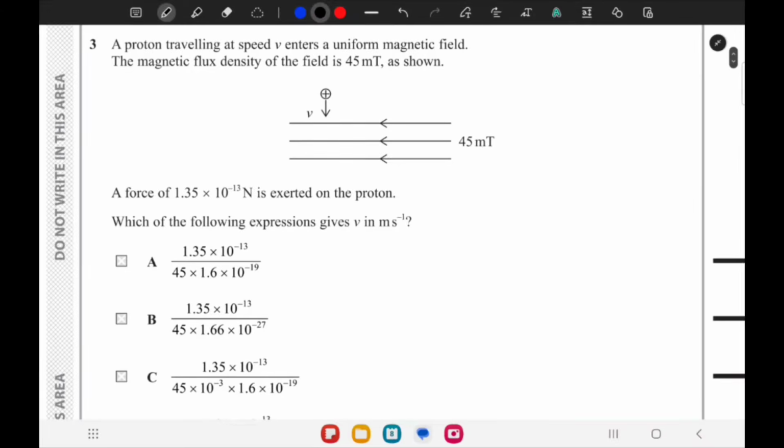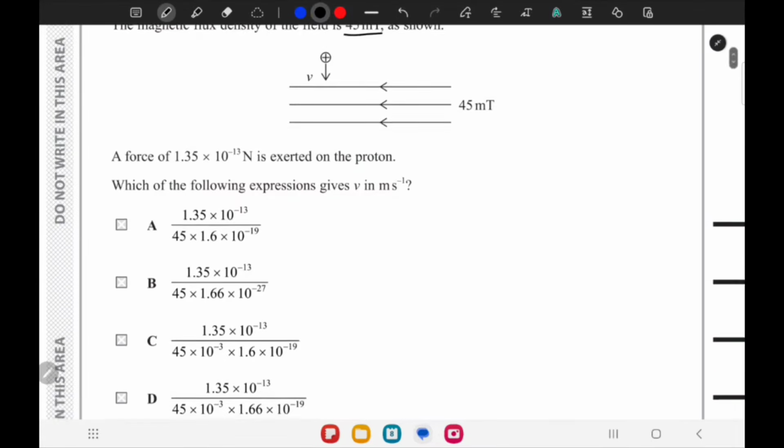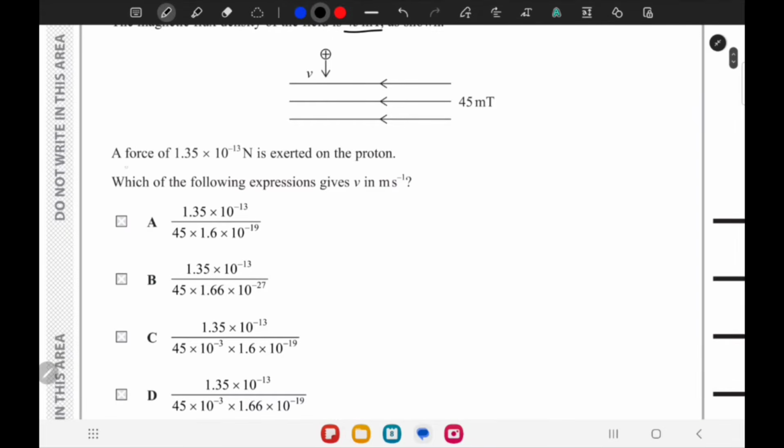Now for question 3, we are given that a proton is traveling at speed v and enters a uniform magnetic field, and the flux density is given as 45 millitesla. We are given that a force of 1.35 × 10^-13 newton is exerted on the proton. We have to find which expression gives the velocity in meters per second. We have to use F = BQV over here.